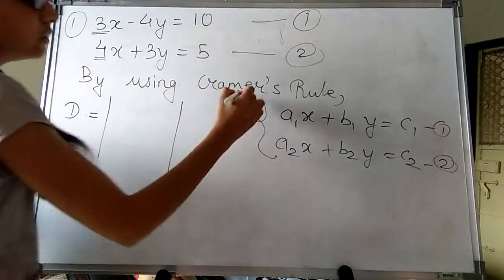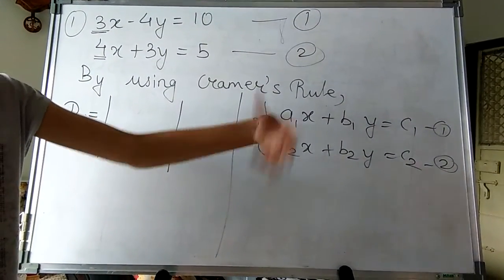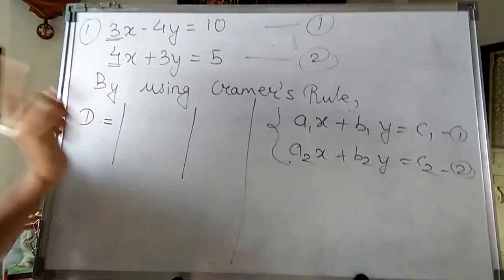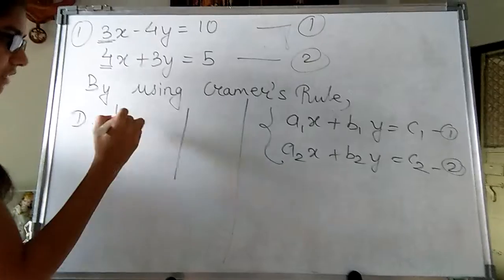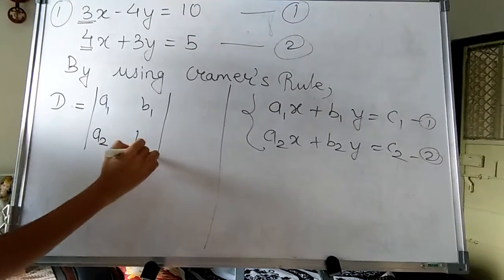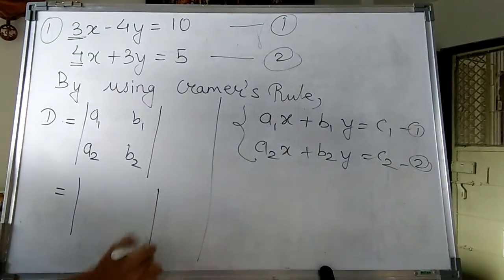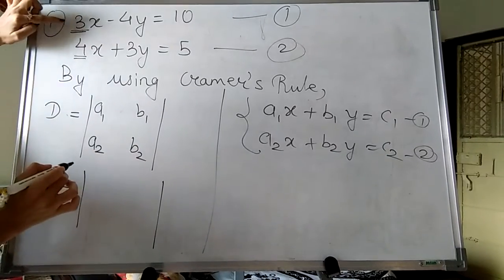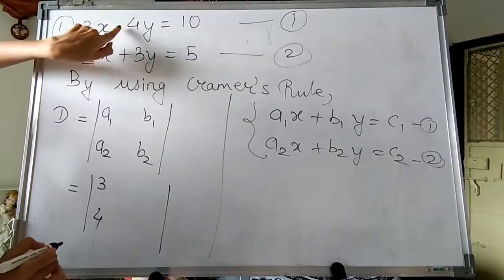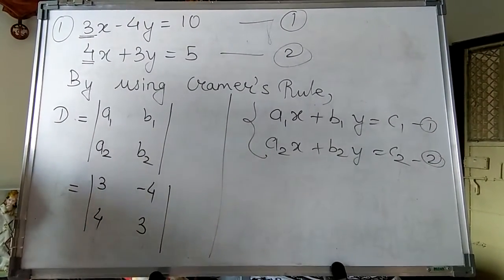If you're solving it for the first time, write the general standard form of linear equation in two variables on some other page, on a rough page, and then write the value of D in this form first. Don't forget to write the value of D in this form. What is the form? A1, A2 in the first column and B1, B2 in the second column. For D we are leaving constants. Okay, so this is your D. Now put the values of A1, A2, B1, B2. What is your A1? 3, A2 4, B1 is -4. Don't forget the sign. -4 and B2 is +3. So this is your D.